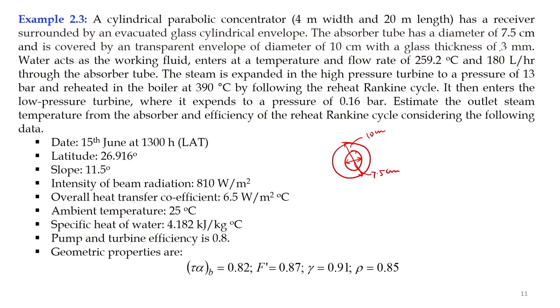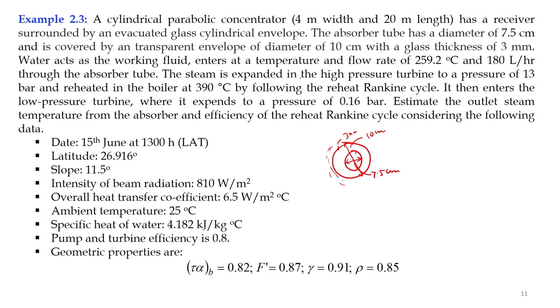And it is a glass, and the glass thickness is 3 mm. If you consider the glass, maybe this glass thickness is 3 mm. Okay. The water acts as the working fluid and enters at a temperature and flow rate of 259.2 degrees Celsius and 180 liter per hour through the absorber tube.